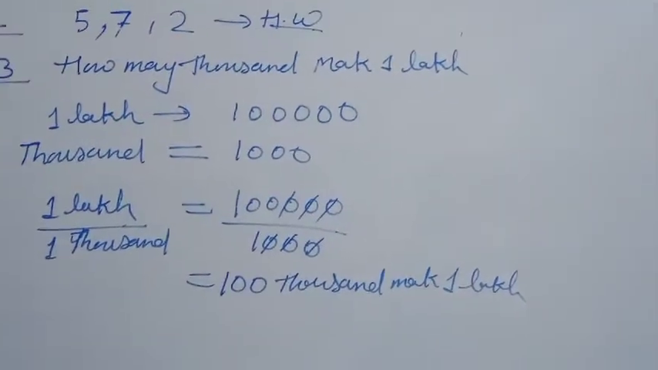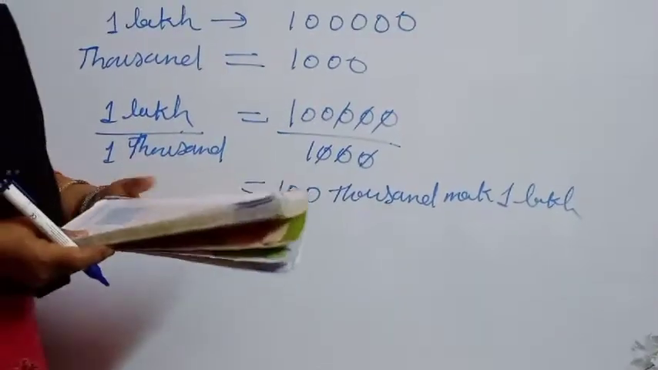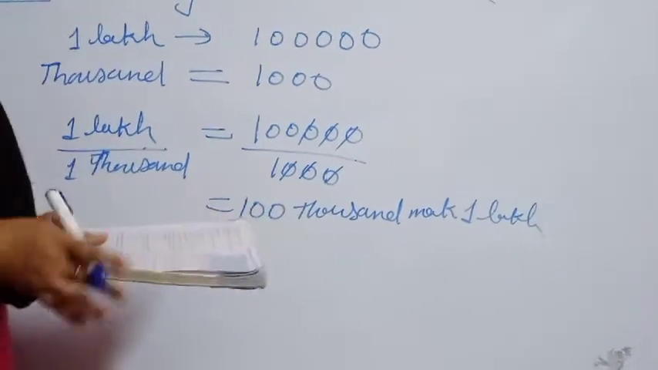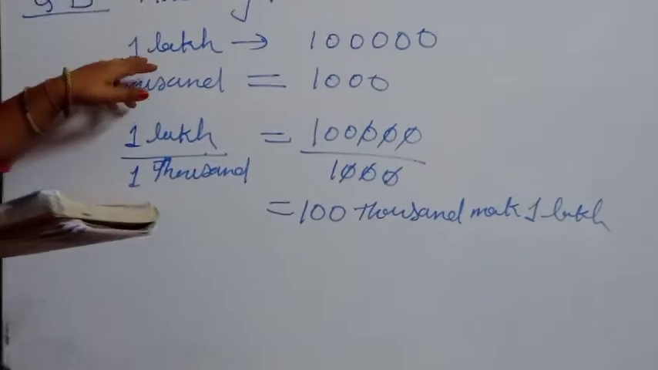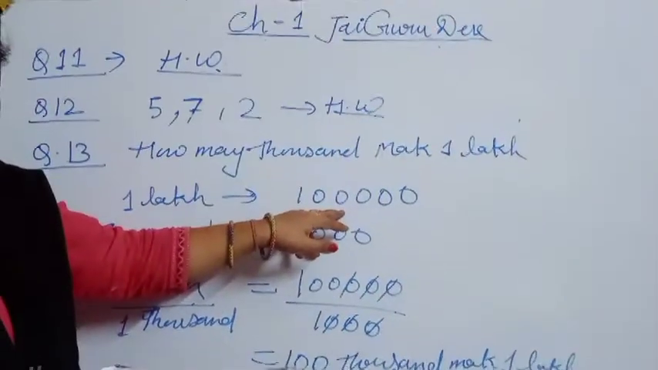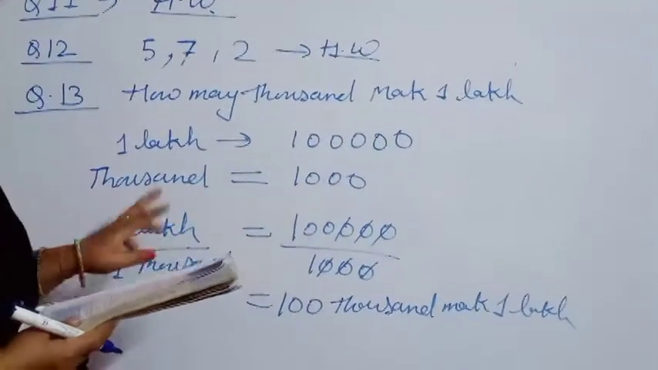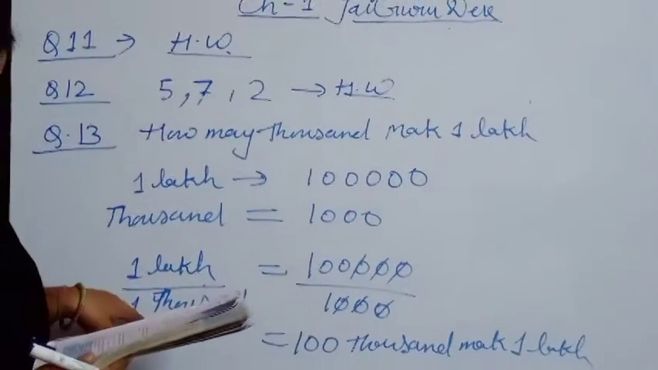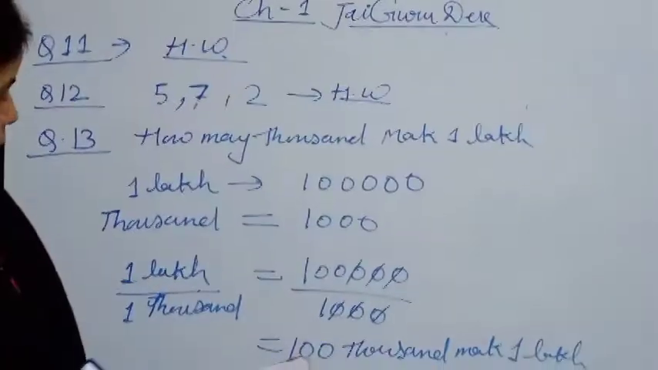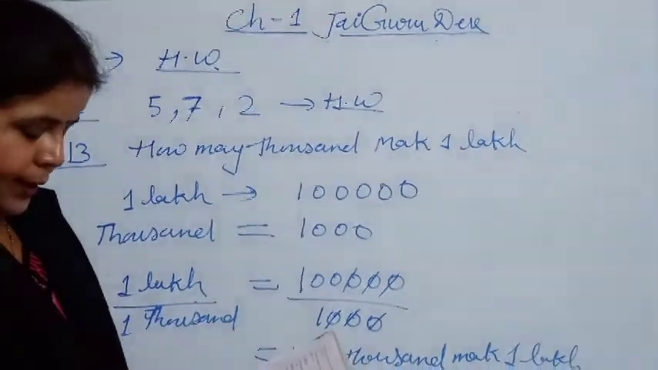Okay, in the same way, you have the next question. See that. How many thousand make 1 crore? What will you do in this question? First, as I have written 1 lakh, you will write 1 crore here. Okay, then how many thousand? 1000, again you will write here 1000. Then in the next step, 1 crore divided by 1000, whatever quotient will come, that will be your answer.